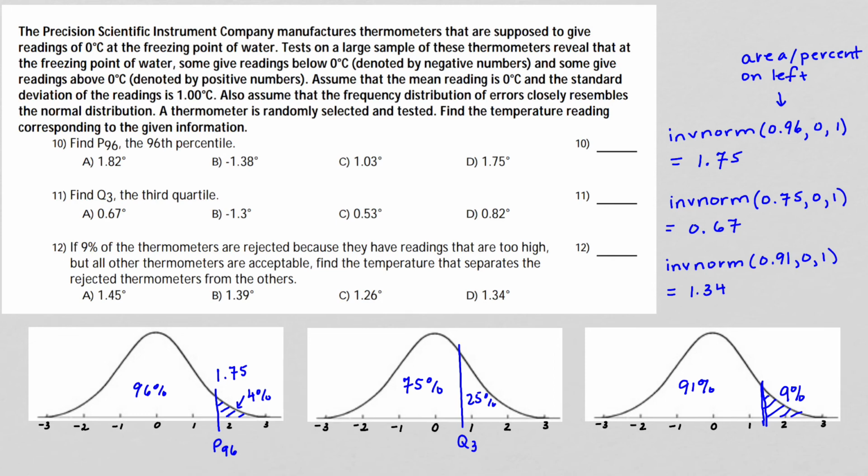So the other option with that one would have been to do inverse norm 0.09, 0, and 1, but then you have to say that it's the area on the right. So you may or may not have that option on your calculator. If you do and you want to use it, that's fine. Otherwise, just go with inverse norm of 0.91. And that's how you do those problems.